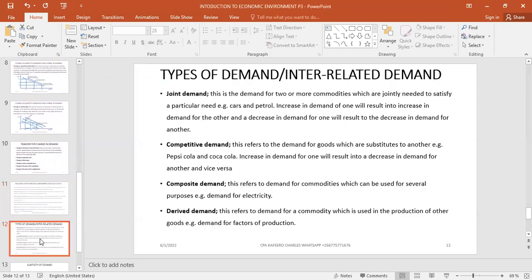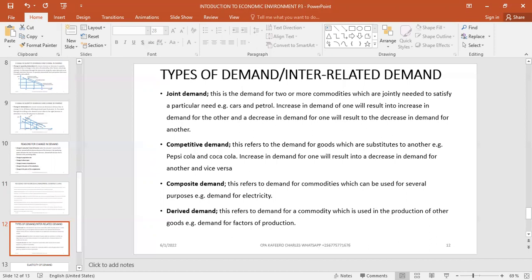So let's look at something which I think will be the last for this video. We are going to talk about the different types of demand curves, or the different types of demand. We can talk about how demand curves are interrelated, or how they are related to each other.